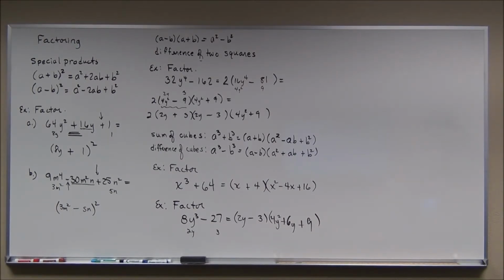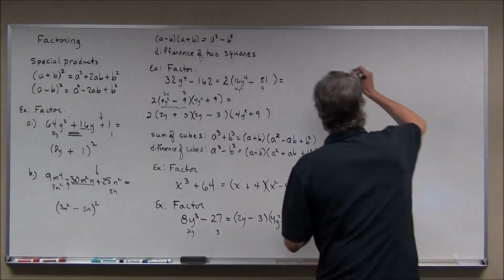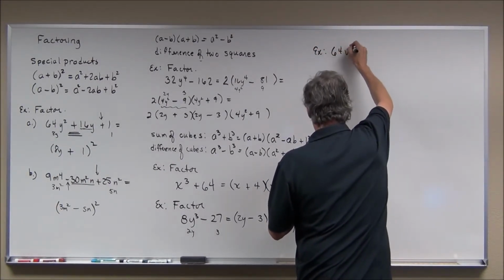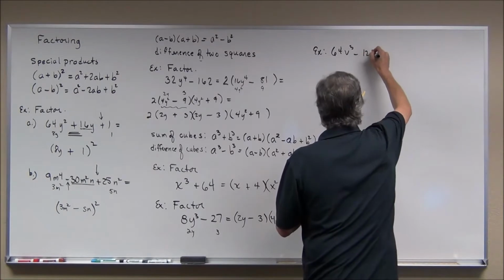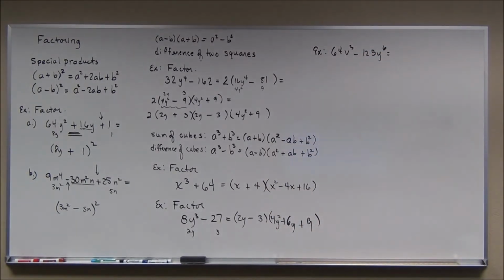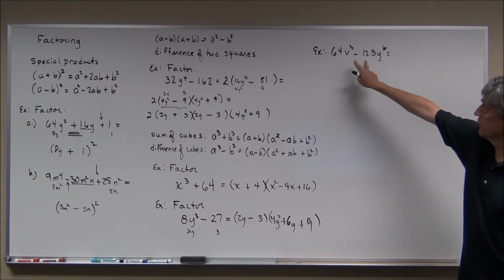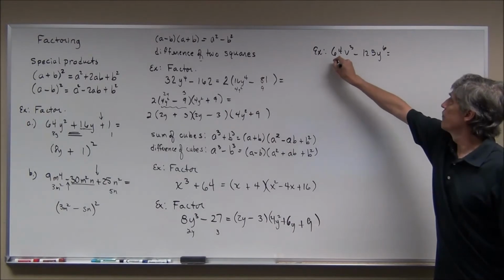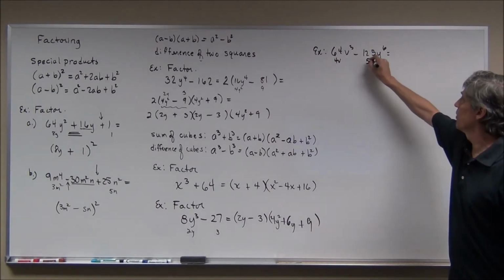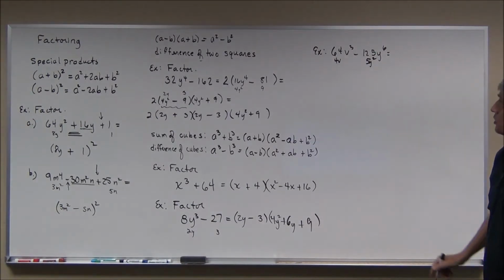We'll try one more of these just to keep us honest here. I've got one more example: 64v to the third minus 125y to the sixth. It's about the same as the last one, except that I have a little higher powers there for my variables. But this is a difference of cubes. This is 4v times 4v times 4v. This is 5y squared times 5y squared times 5y squared.